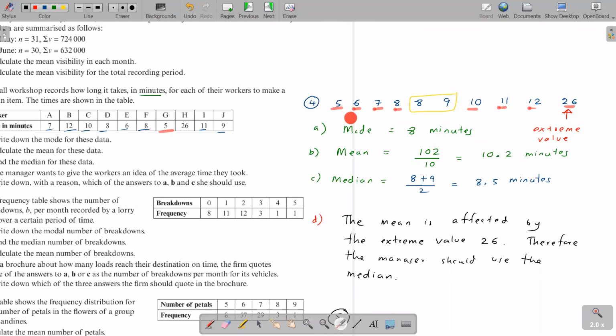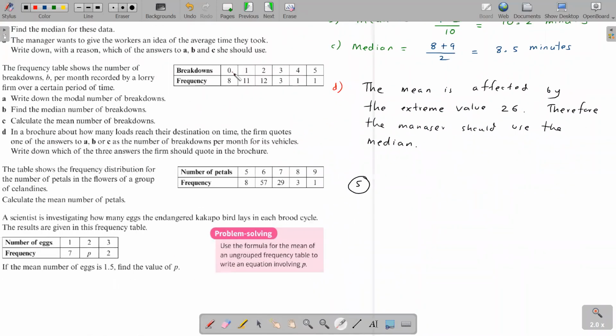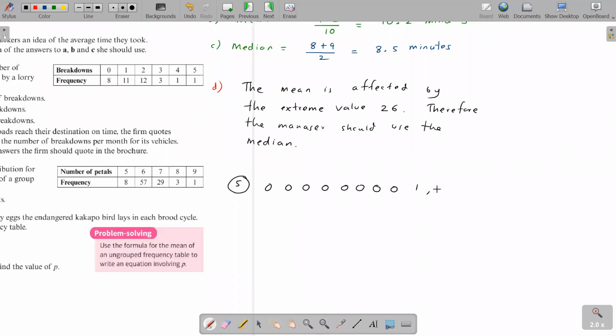Why? Now in the previous question, we had only a few data points to work with. You have only 10 data points. It was okay to work like this. But over here, you can see 0. Now breakdown 0 means what? They recorded 0 breakdowns how many times? 8 times, which means you write the value 0 how many times? 8 times. 1, 2, 3, 4, 5, 6, 7, 8. You write 0 8 times, and then the next one, the value is 1. 1 breakdown they recorded 11 times, which means you write 1 11 times.